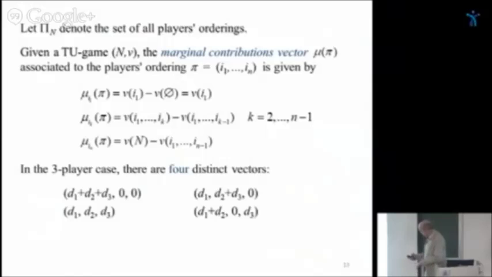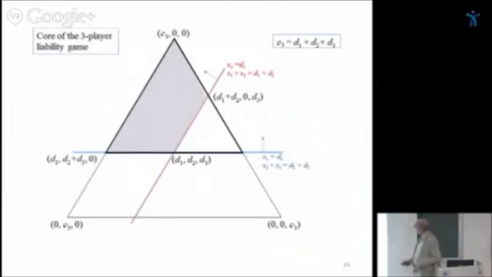In the three-player case, there are four distinct vectors. There are always, of course, three factorial, or six, but distinct, there are only four. These two we already have seen, and these two I will say more about in an instant. So graphically, we have the triangle of imputations, which is player one, player two, player three, the lower bound for player one, so these are the imputations, and then I have only one additional constraint to define the core, so that this area here is the set of acceptable judgments.